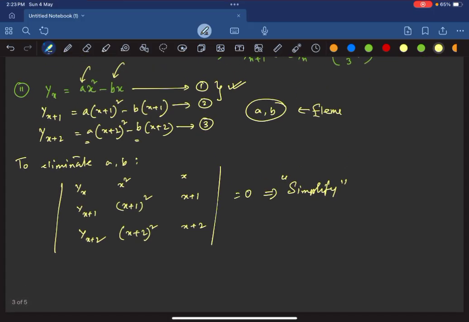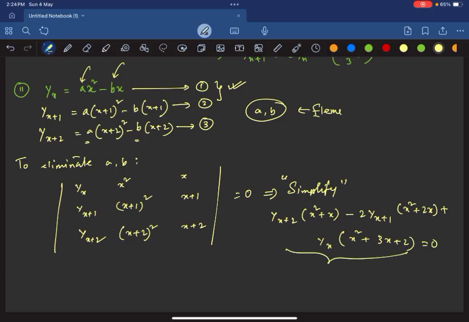You will get the equation ultimately: y_{x+2} (you can verify it) (x square + x) minus 2 y_{x+1} (x square + 2x) plus y_x (x square + 3x + 2). Okay, we can verify this one. So the process is this. Clear?